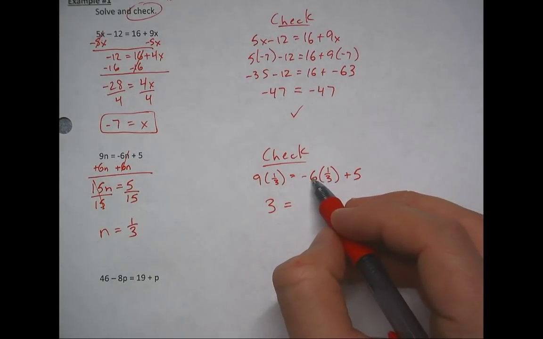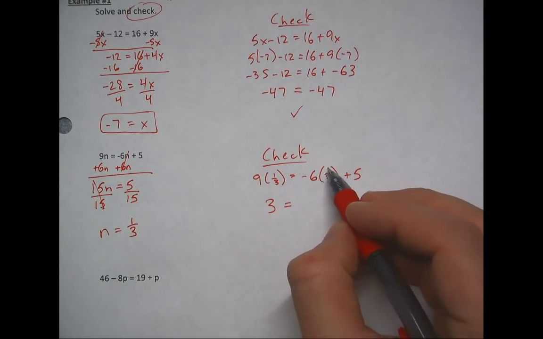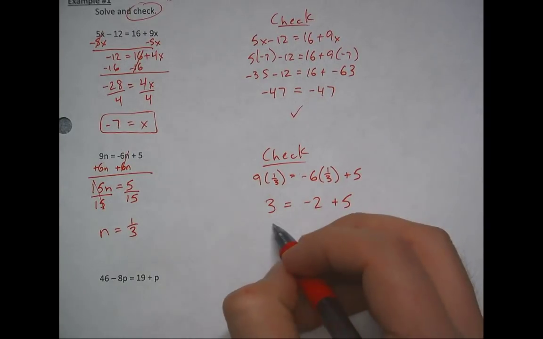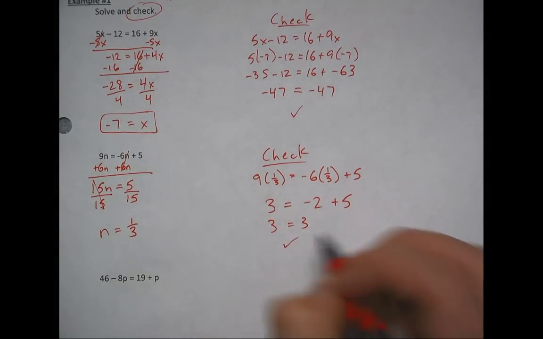And over here, same thing. Times by the top, divide by the bottom. So it's -6 divided by 3. That's -2. And so 3 equals 3, and we're good.